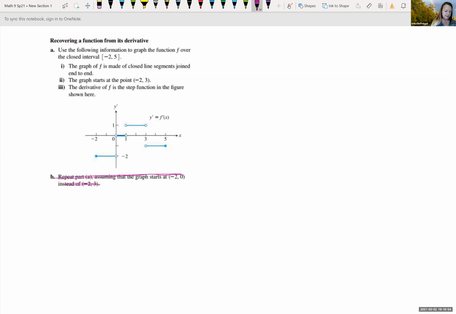Let's graph this. And so let's go back. It told us that our function is between -2 and 5. I know when I'm graphing these, we're going to have some joining line segments. The graph starts at -2, 3. So let's do that. -2, 3.